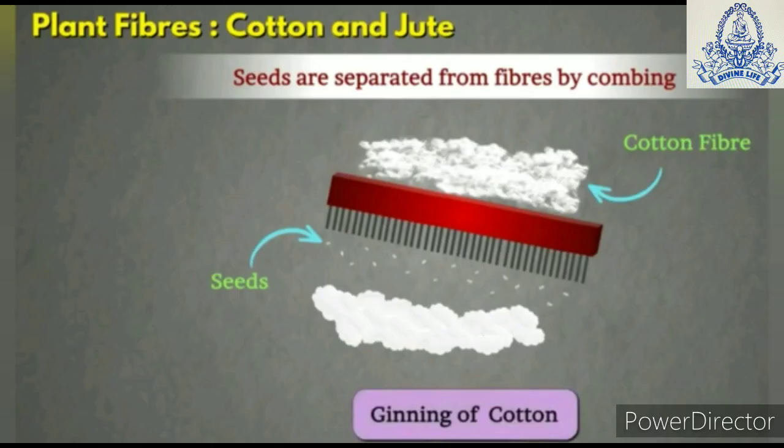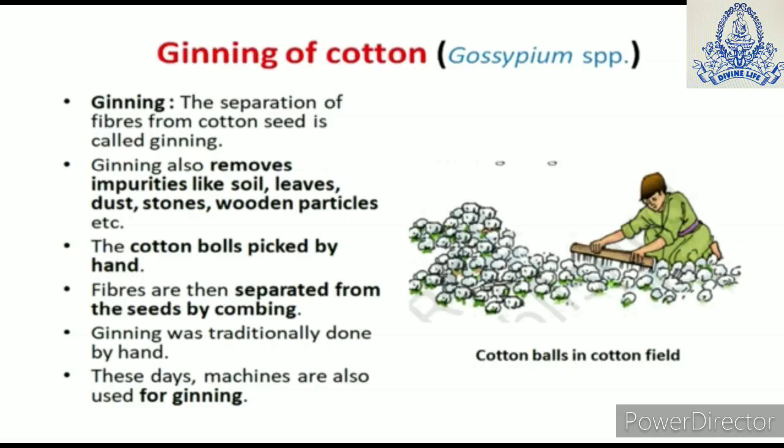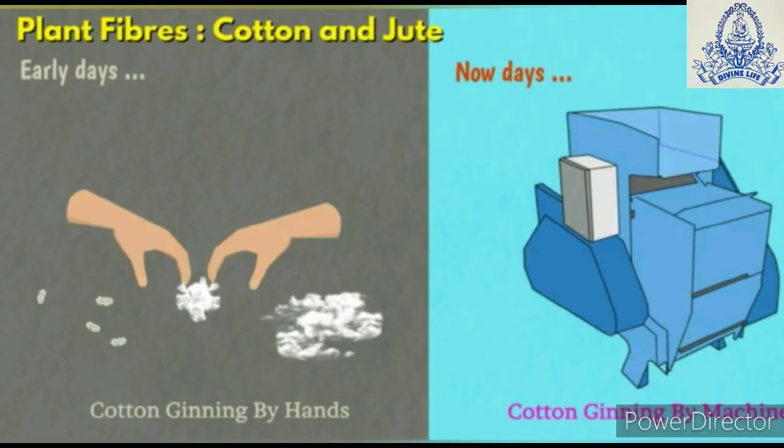Cotton bolls are picked from the plant by hand. After that, seeds are separated from fibers by combing. The separation of fibers from cotton seed is called ginning. Ginning also removes impurities like soil, leaves, dust, stones, wooden particles, etc. Ginning was traditionally done by hand, but these days, well-developed machines make the work easier.